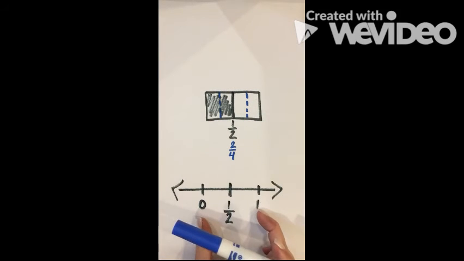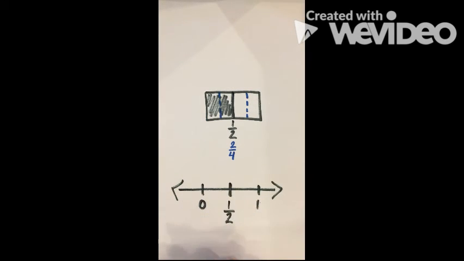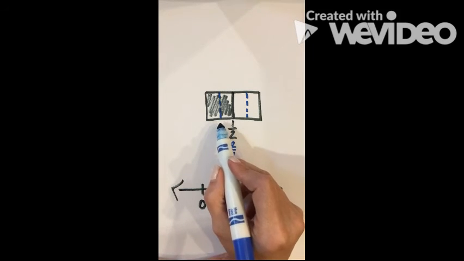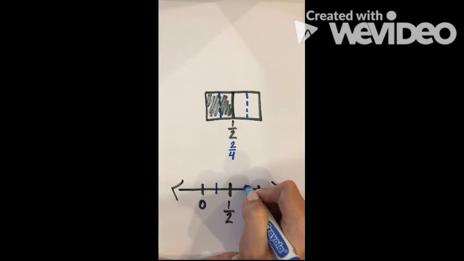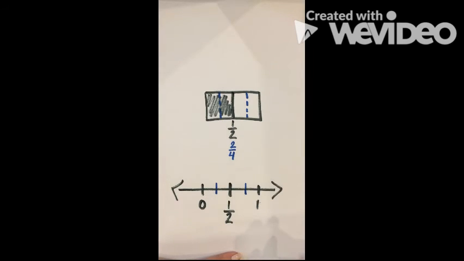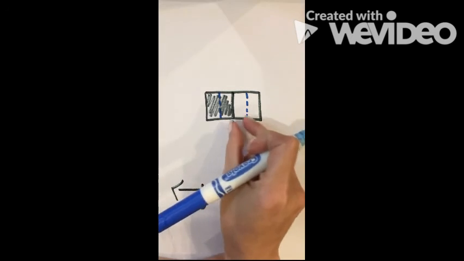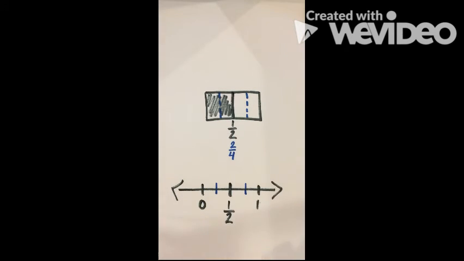So let's come down here and let's show the exact same thing on our number line. So again, we had our whole, we partitioned it or divided it in half. Now we're going to do the same thing. What did we do with our halves up here? Well, we decomposed them or broke them into two equal pieces, giving us fourths or 4 equal pieces.